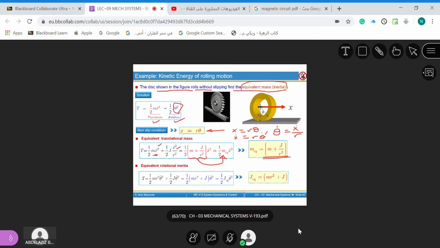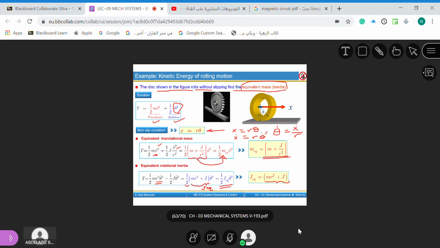Now, if you want to write the kinetic energy in terms of theta, you will just substitute x dot by r theta dot, and you will have theta dot squared in common. So this will be half J equivalent theta dot squared. And J equivalent in this case will be m r squared plus J, because it's in standard form, half J equivalent theta dot squared.